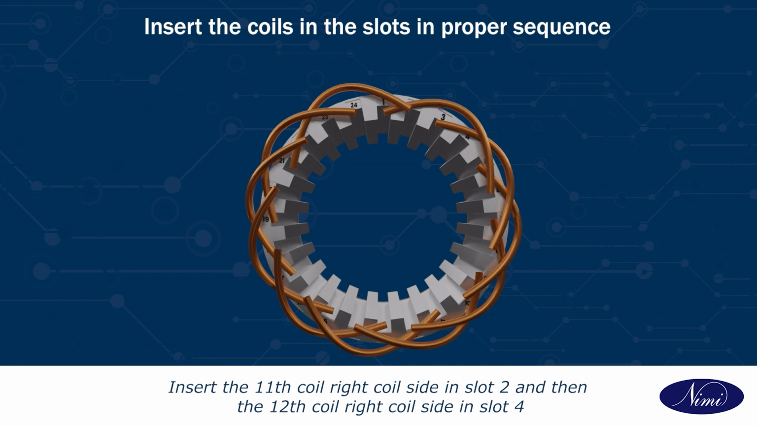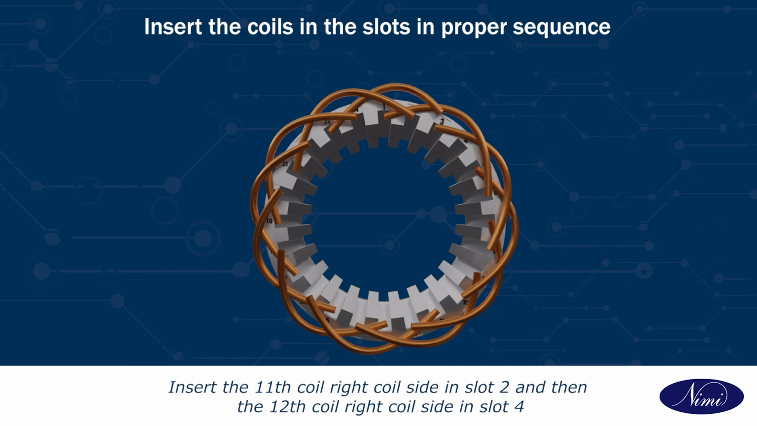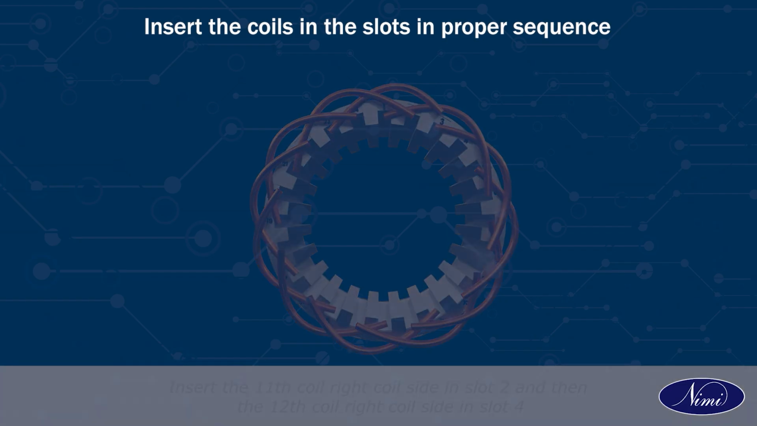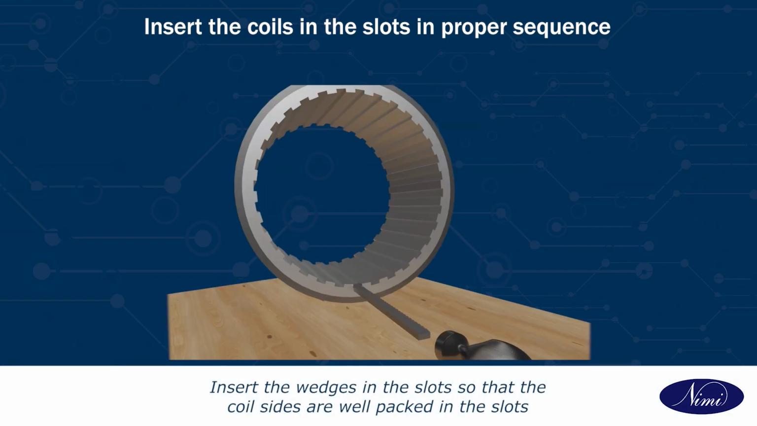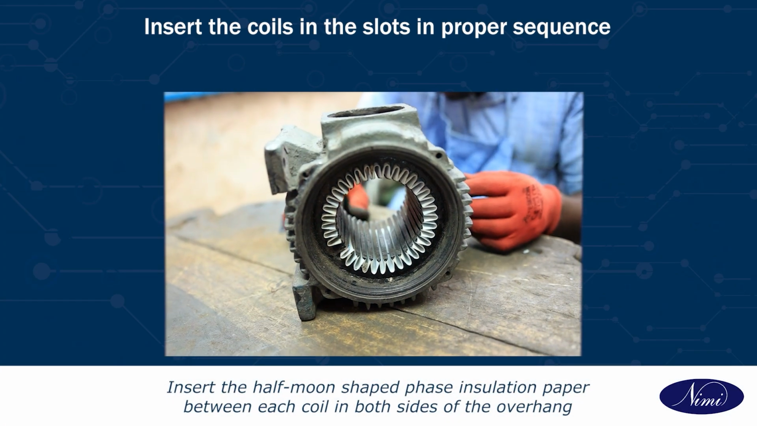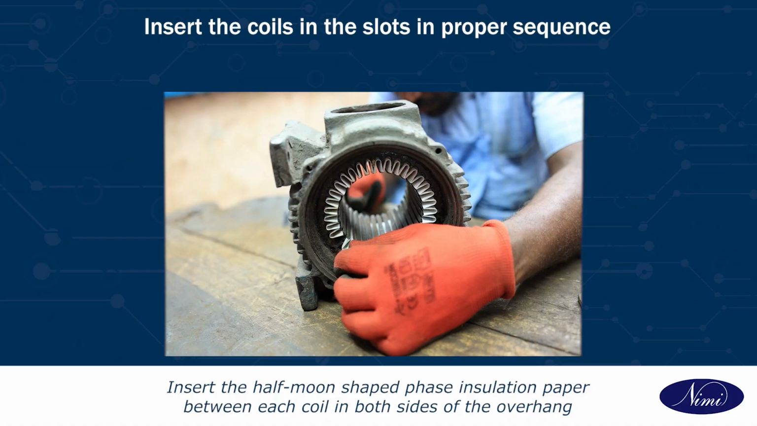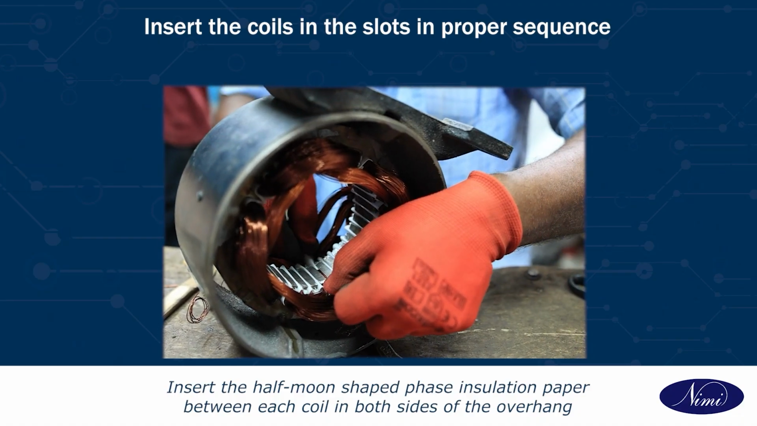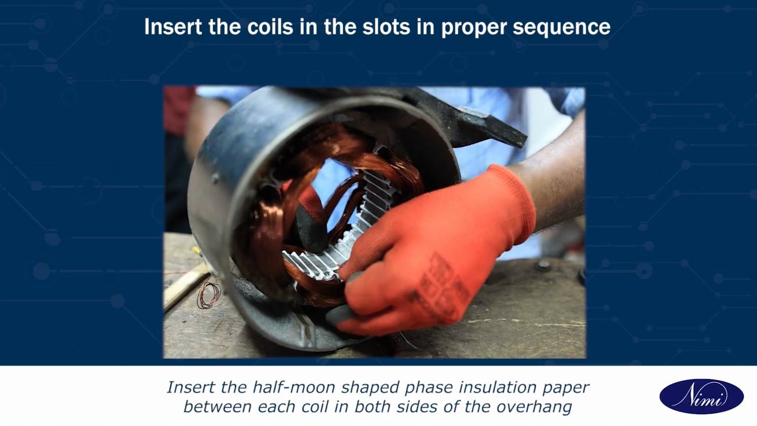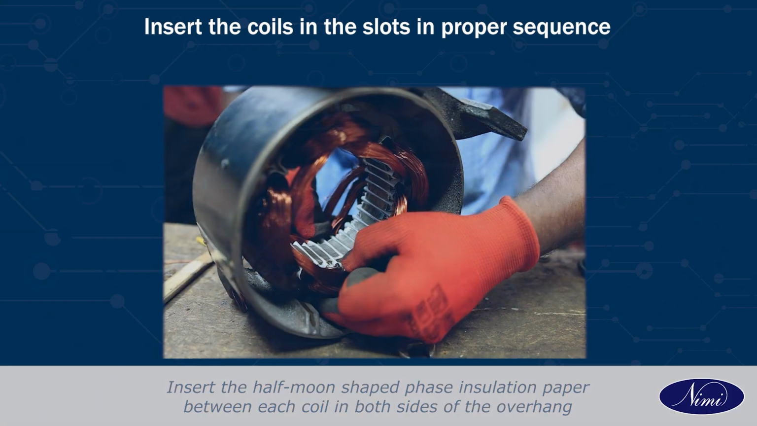Insert the 11th coil right coil side in slot 2 and then the 12th coil right coil side in slot 4. Insert the wedges in the slots so that the coil sides are well packed in the slots. Insert the half moon shaped face insulation paper between each coil in both sides of the overhang.